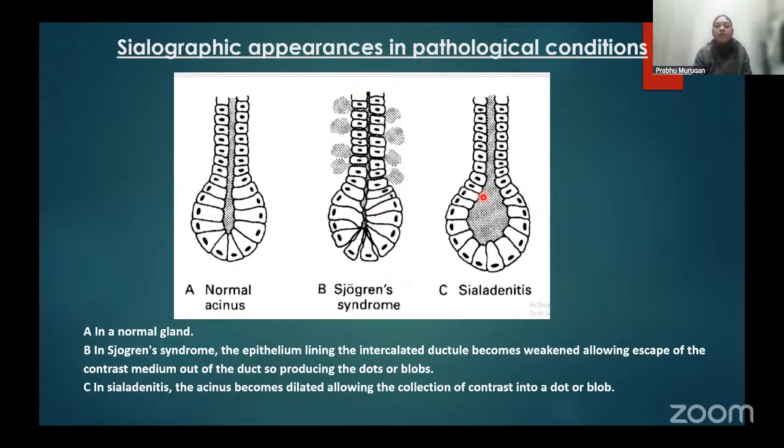Okay, in case of sialadenitis, sialadenitis is nothing but inflammation, right? So inflammation, so what will happen, the entire contrast medium will be collected within the ductal architecture and it will appear bloated. Okay, so this is how the sinus will be dilated following the collection of the contrast medium. Okay, so in case of Sjogren's syndrome, everything will be ejaculated outside. In case of sialadenitis, everything will be collected within the ductal structure. So these are the sialographic appearances in different pathological conditions.